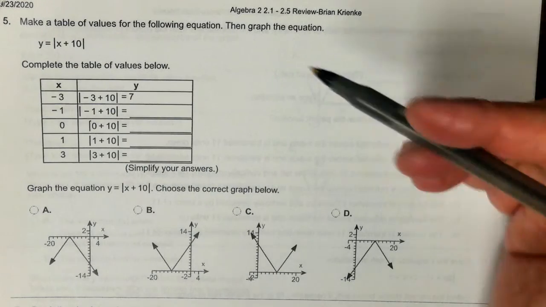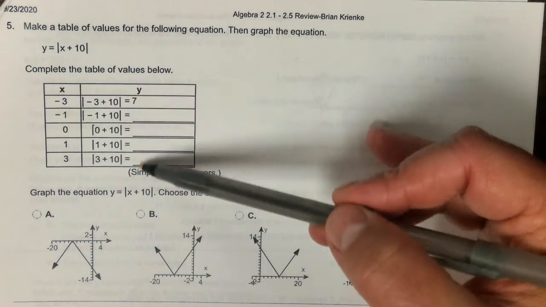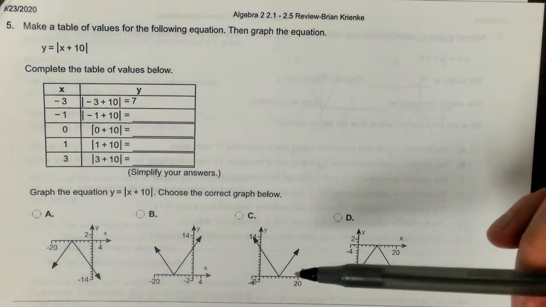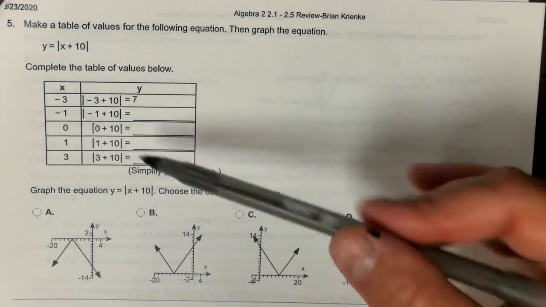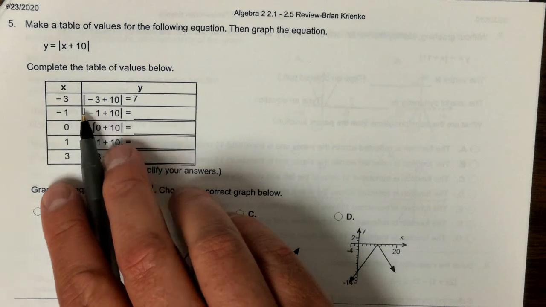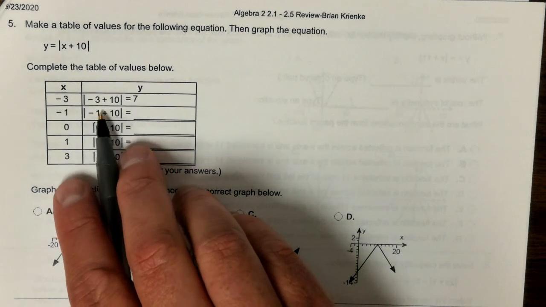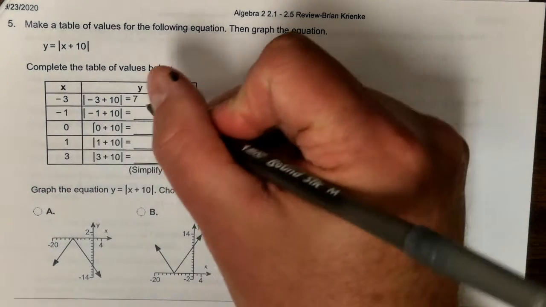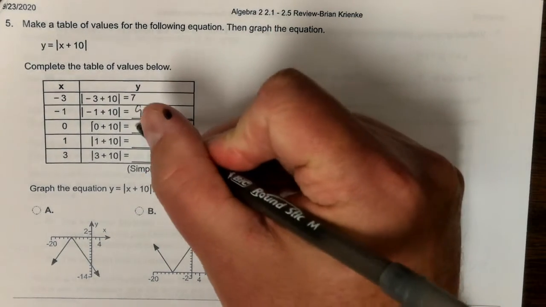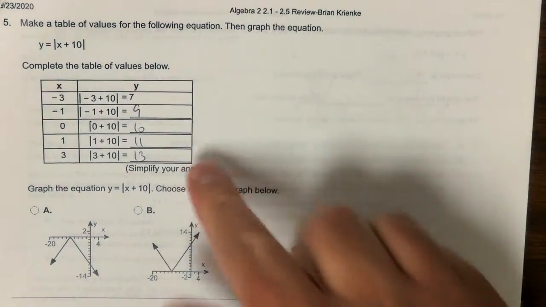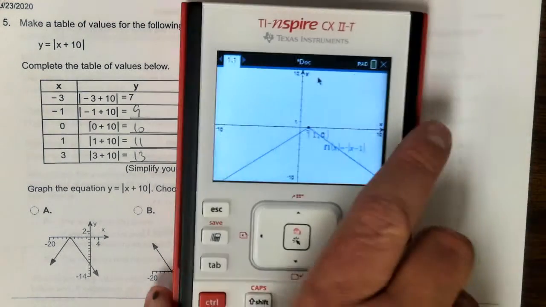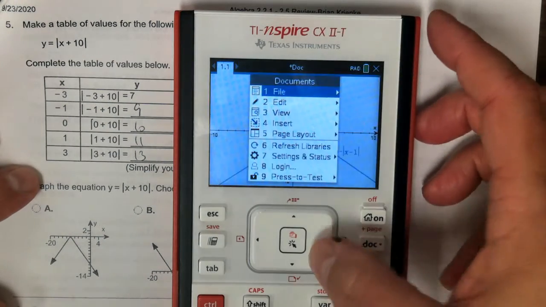Okay, on this one, you can work this table out by hand, which is probably the quickest way. So this one, think negative 1 plus 10 is the same as 10 minus 1, which is 9. Then this is 10, 11, 13. So that's probably the quickest way, but you can still do it through the calculator.